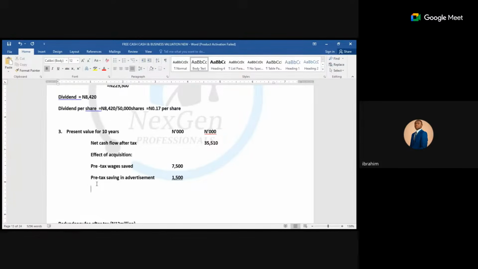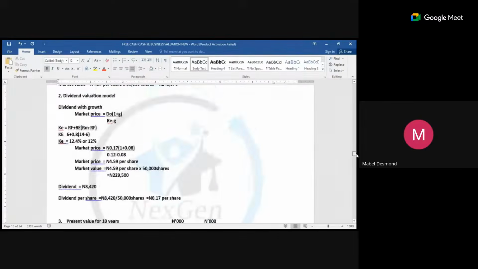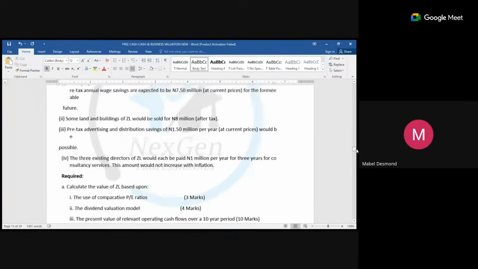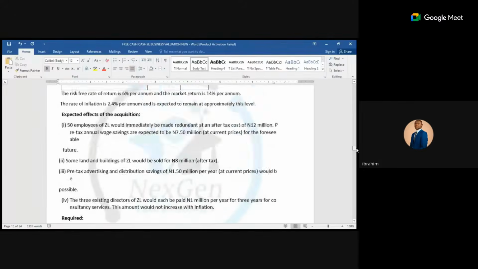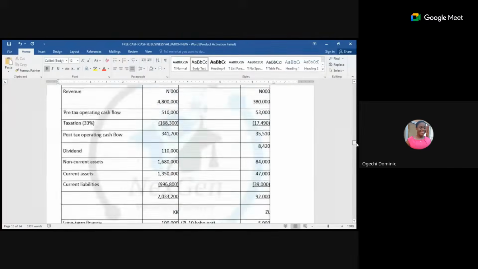Tax nets total cash flow. Sorry. 9 million, which is 9,000. So what is the tax? Tax is how many percent? 2.4%. No, that's inflation. Yeah, that's inflation. But let's check, please, Mr. Ivy, the 33.